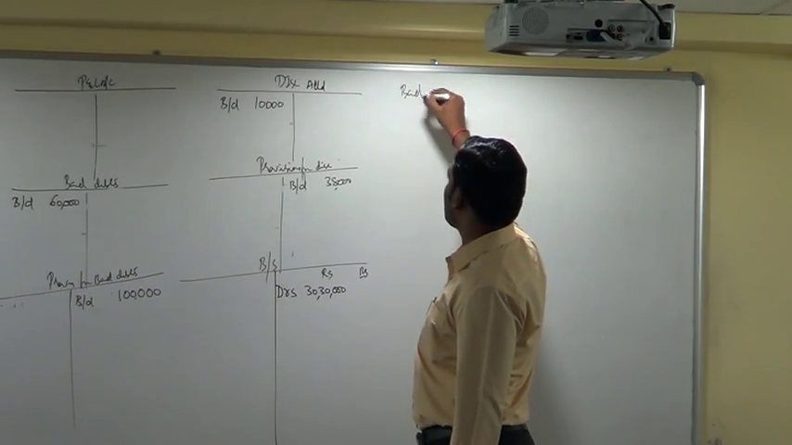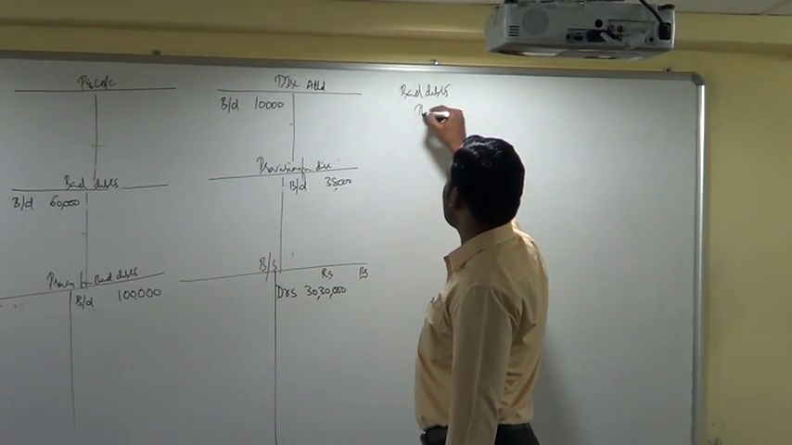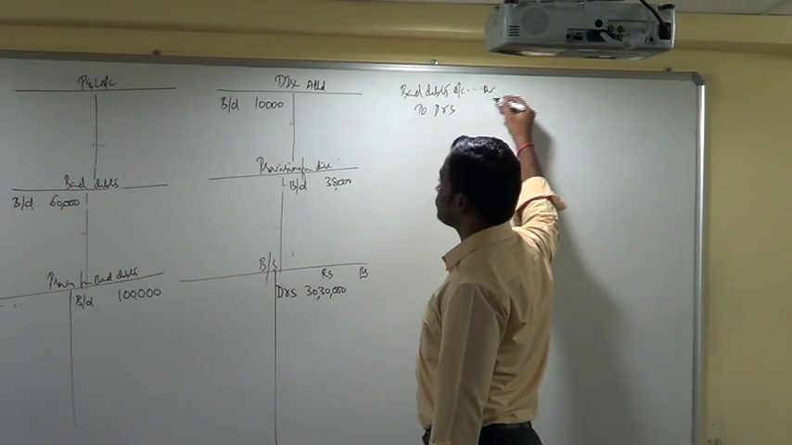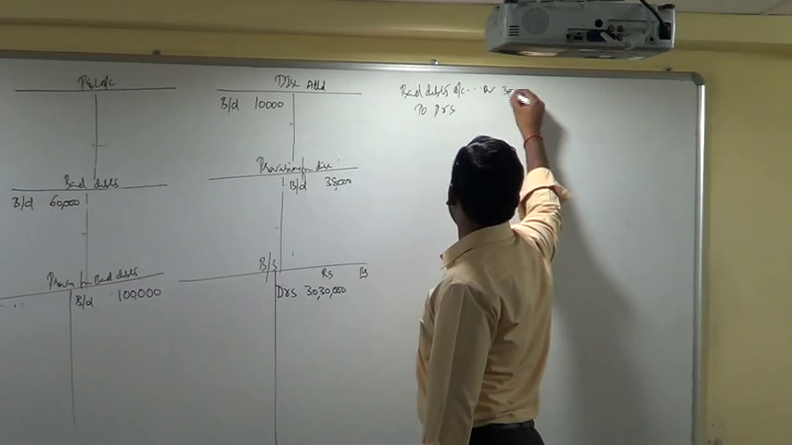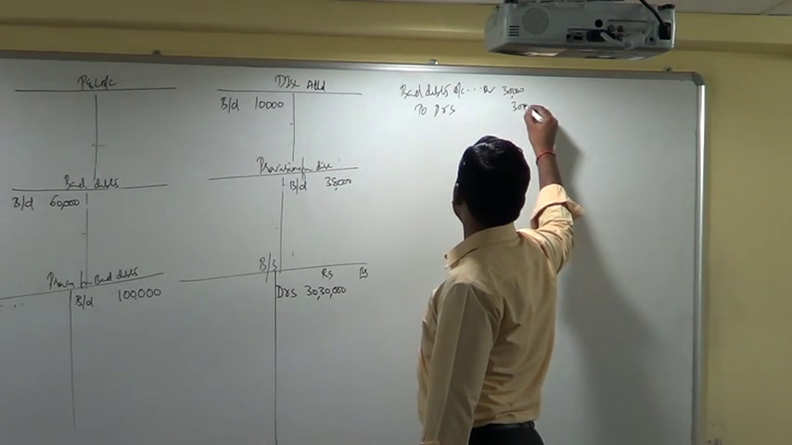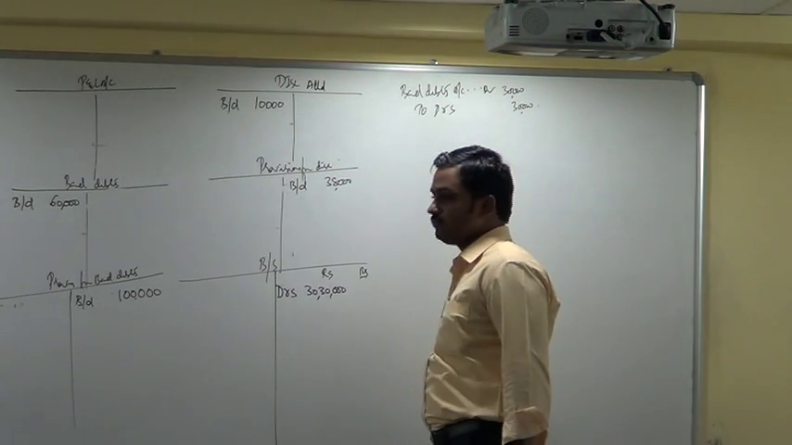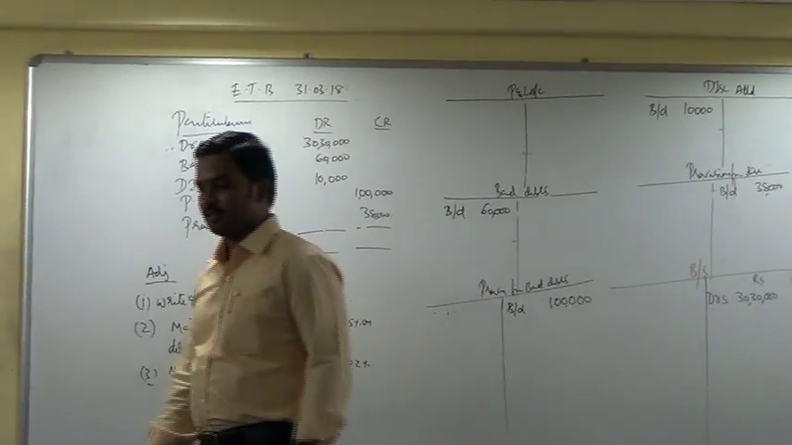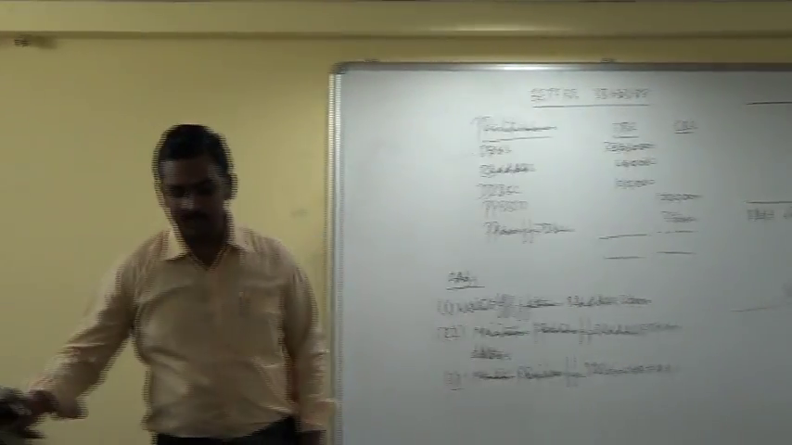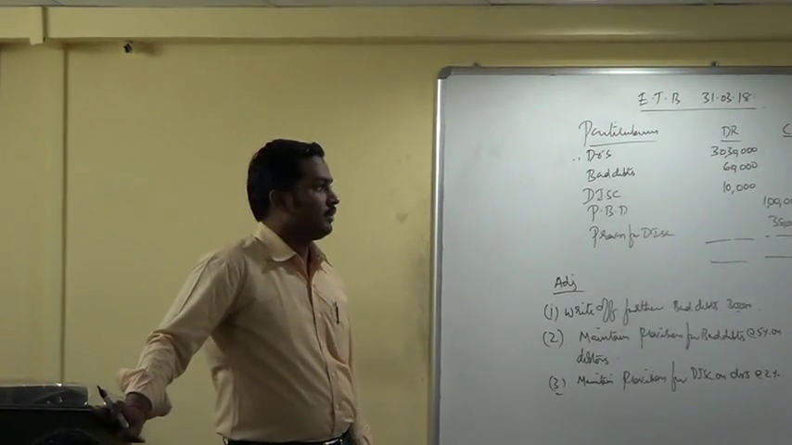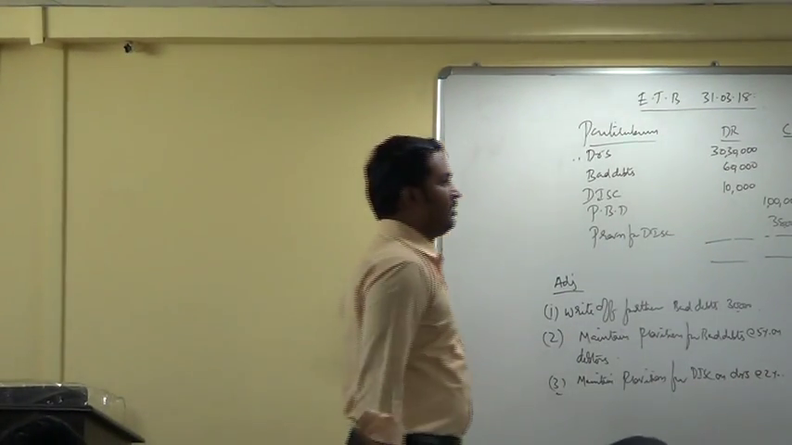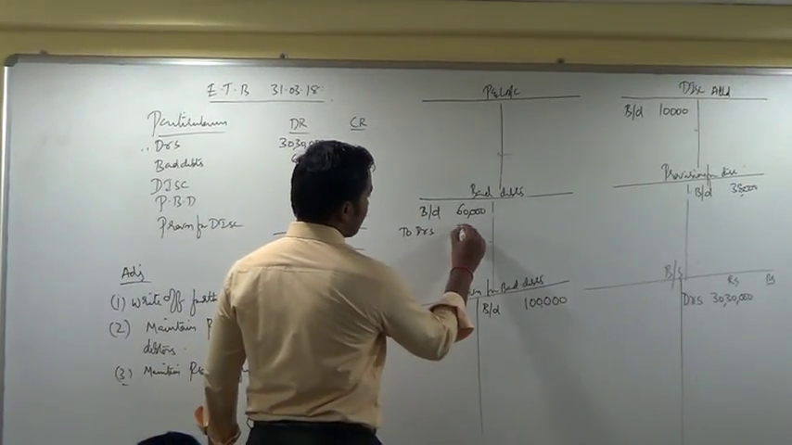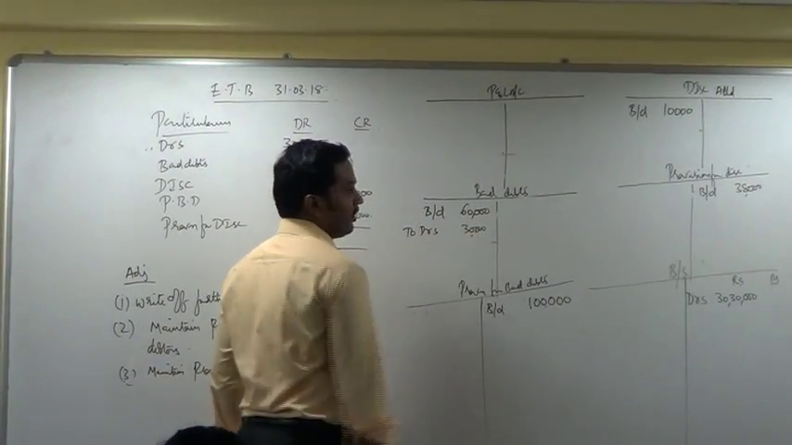Bad debts account debtor to debtors, 30,000 rupees. Give posting of that entry. Bad debts account to debtors 30,000.